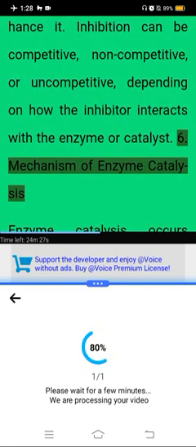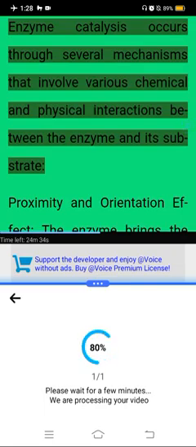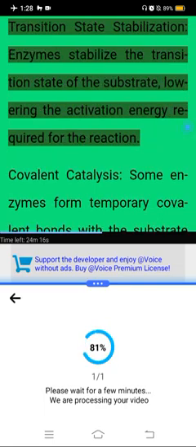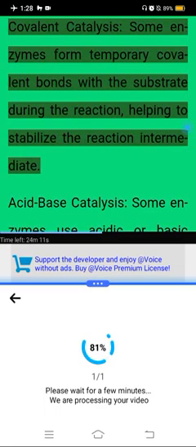6. Mechanism of enzyme catalysis. Enzyme catalysis occurs through several mechanisms that involve various chemical and physical interactions between the enzyme and its substrate. Proximity and orientation effect. The enzyme brings the substrates into close proximity and aligns them in the correct orientation, increasing the likelihood of successful collisions. Transition state stabilization. Enzymes stabilize the transition state of the substrate, lowering the activation energy required for the reaction.